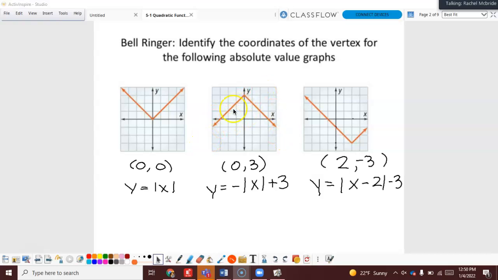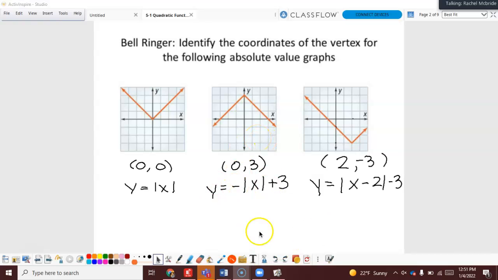As our graphs are transformed, we can reflect them. So a negative in front of the absolute value reflects it across the x-axis. The positive 3 after shifts the graph up 3 units. So this is an absolute value graph shifted up 3 and reflected.